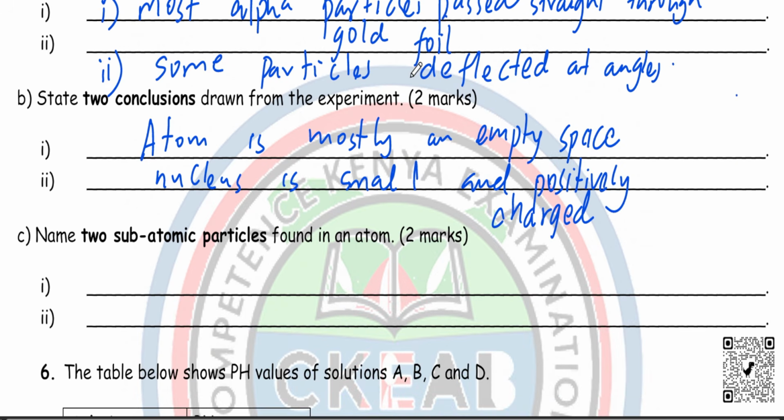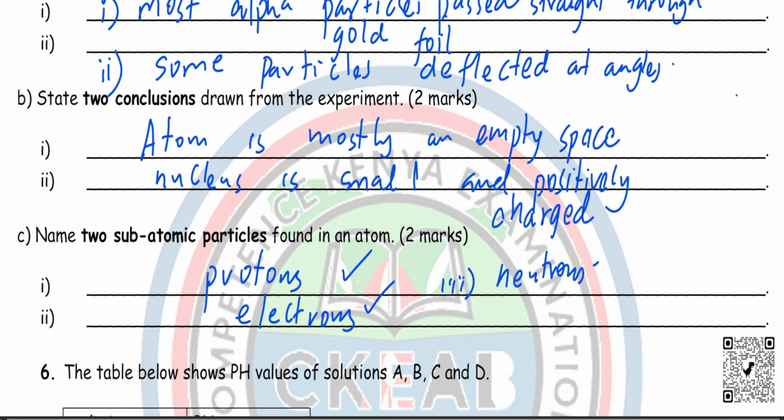Question C. Name two subatomic particles found in an atom, that is protons, and the other one is neutrons. But for now, because of Rutherford's experiments, we can say the electrons, because he didn't say anything about neutrons. But usually we have three subatomic particles: protons, electrons, and neutrons. But to be on the safer side, just state the protons and the electrons.